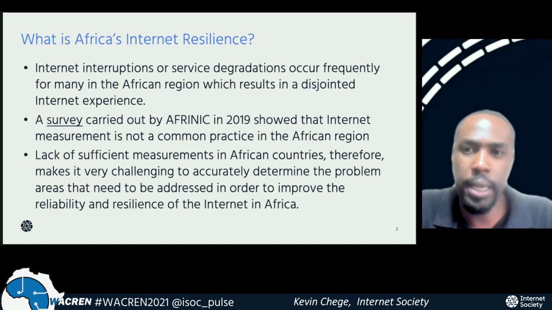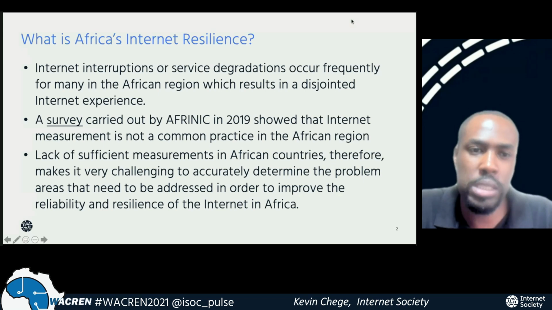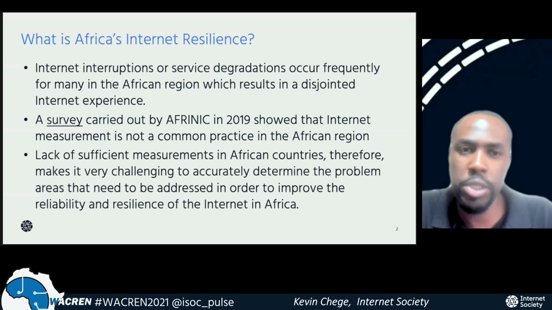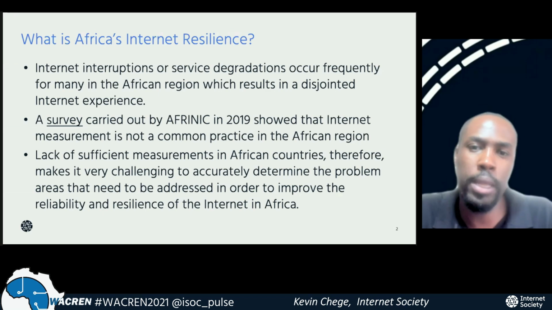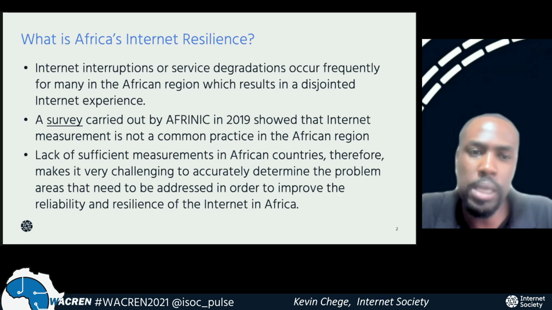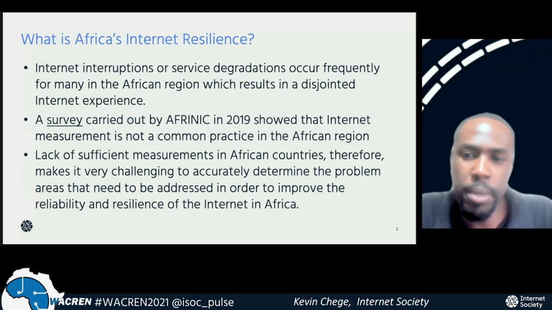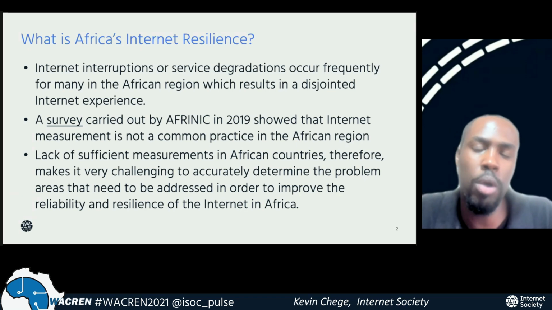What is Africa's internet resilience? For us who work and live in Africa, internet interruptions or service degradations occur frequently. So many people have a disjointed internet experience. A survey carried out by AFRINIC in 2019 showed that measurements are not commonly practiced in the region. So there's not a lot of data when it comes to internet measurements and causes of internet outages. Because of this lack of sufficient measurements, it's very challenging to accurately determine why exactly these disjointed experiences occur, why we have frequent outages and downtimes.